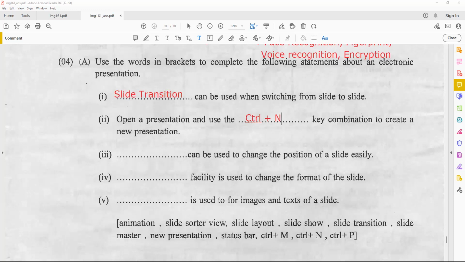Third one, can be used to change the position of the slide. Position means whether it's the first slide, second slide, third slide, and so on. Yeah. So which one we have to use? You can see that the possible one should be slide sorter view. So we can see slide sorter view.